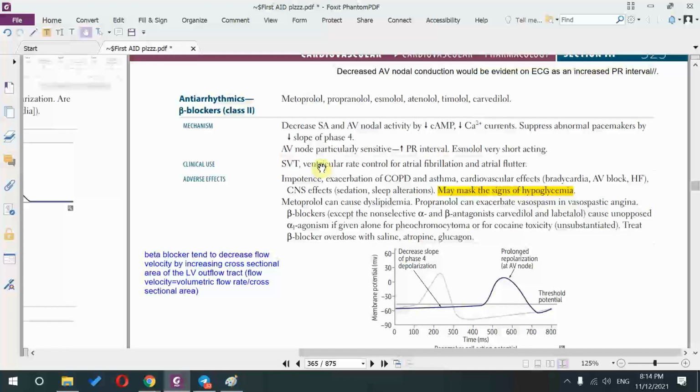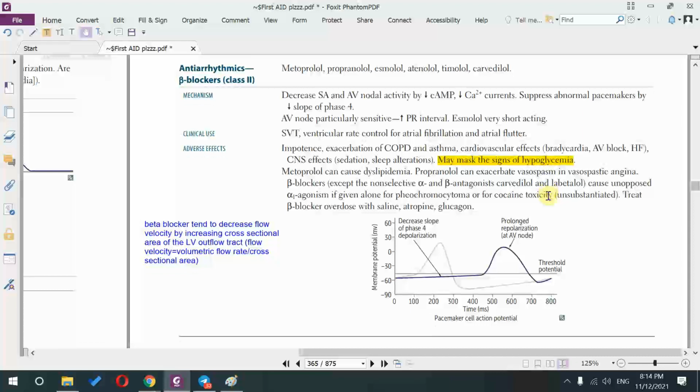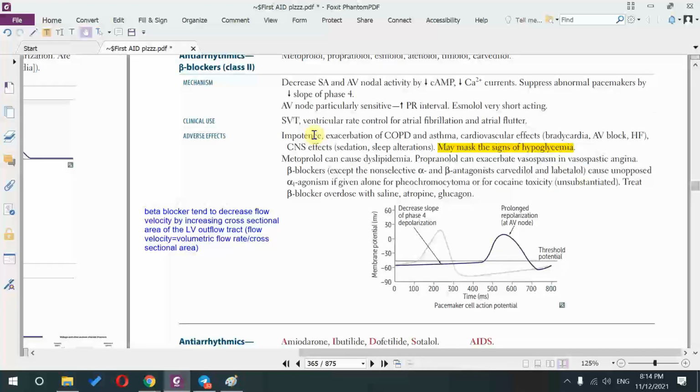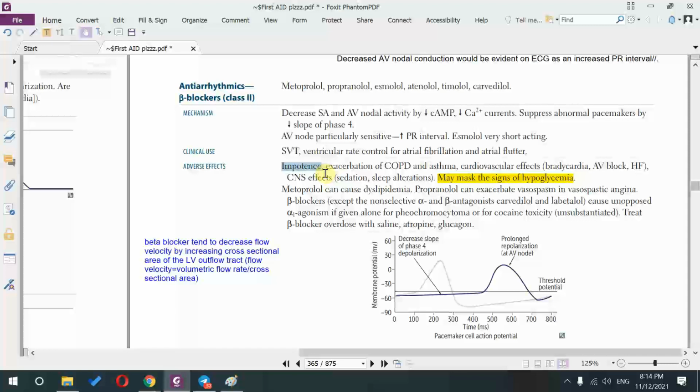So what is the clinical use of this drug? Again, SVTs, ventricular rate control for AFib and atrial flutter. Remember the rate control. Rhythm control with amiodarone or cardioversion. So adverse effect, impotence. So I told you to be careful about this patient who has erectile dysfunction. He has morning erections, which means it's psychological. If he does not, so probably, what is SVT? Supraventricular tachycardia.